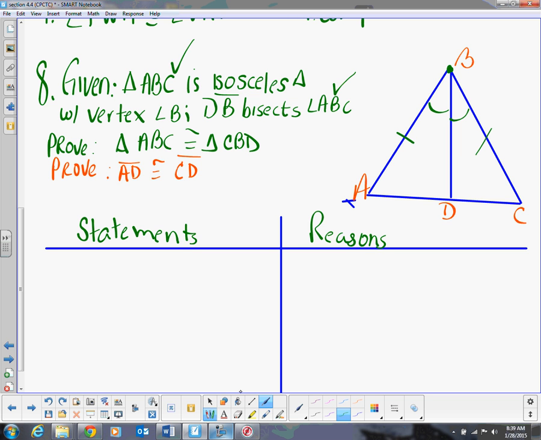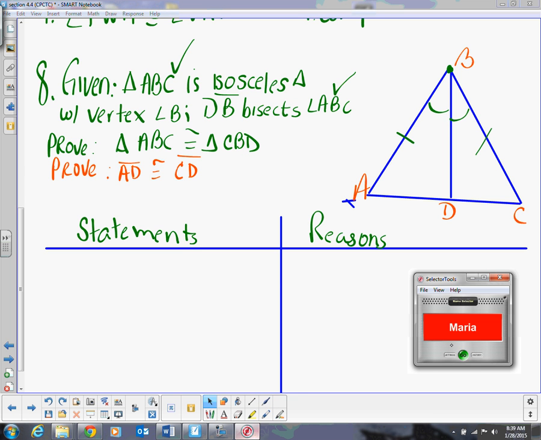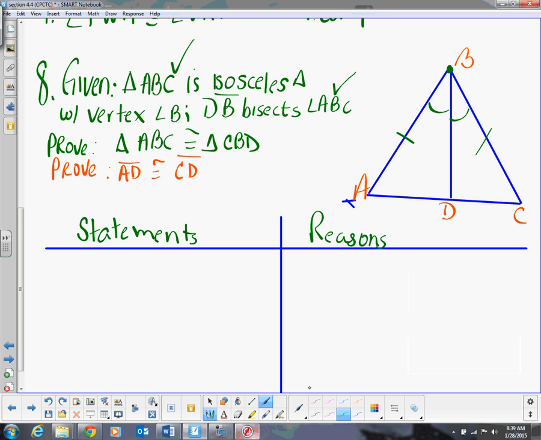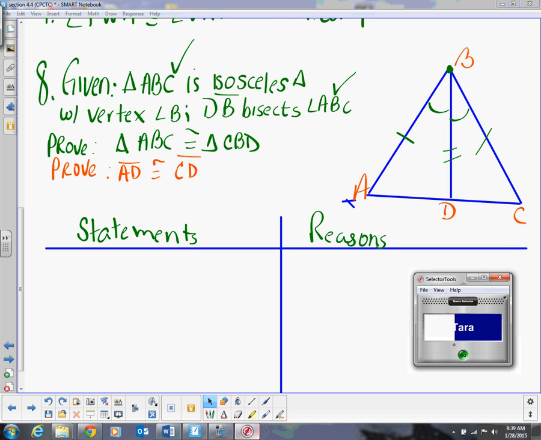So now we've used up all our given. So now we go to the picture. What can we pull from the picture? What do you see in the picture that we can mark congruent? We've got AB and CB already marked. BD with BD. All right. So with that said, what is the combination that proves these triangles congruent, Tara?